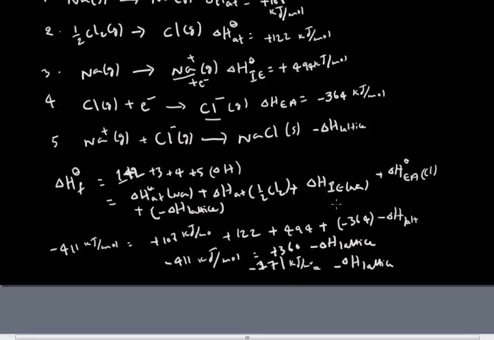In other words, I can rewrite this as delta H lattice should be equal to positive 771 kilojoule per mole. So that's basically how we can determine delta H lattice indirectly using the sum of the enthalpy changes that happen during the formation of sodium chloride.